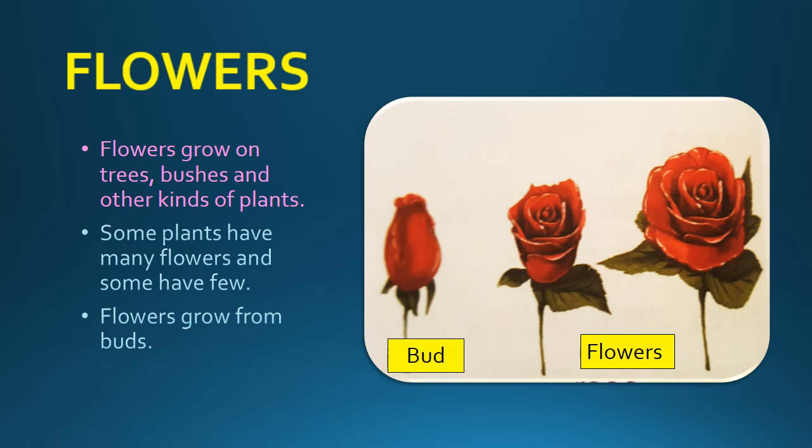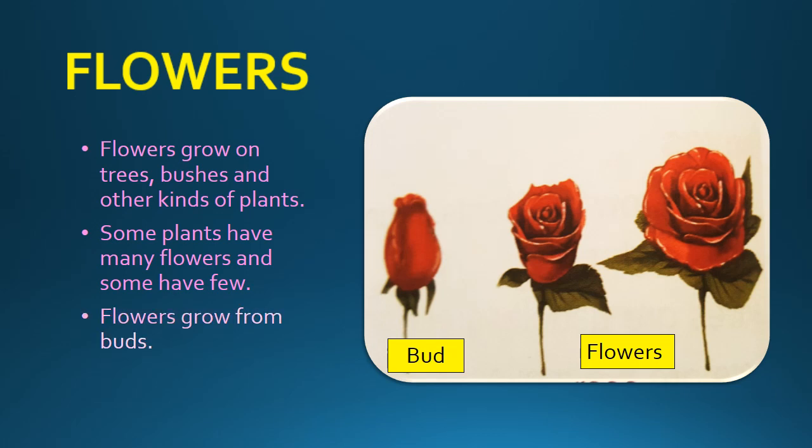Flowers trees पर भी grow करते हैं, bushes पर जो small plants हैं उस पर भी और बहुत सारे plants हैं जिस पर flowers grow करते हैं. Some plants have many flowers and some have few. कुछ plants पे ज़्यादा फूल होते हैं और कुछ पे कम.